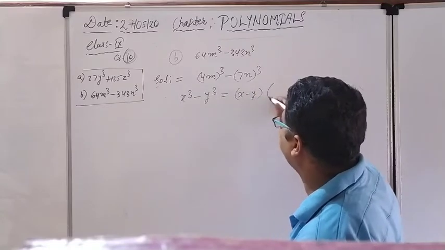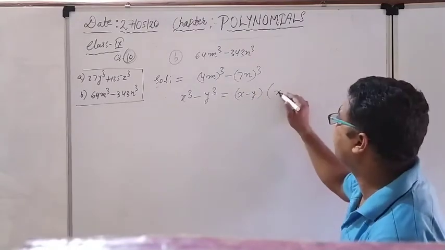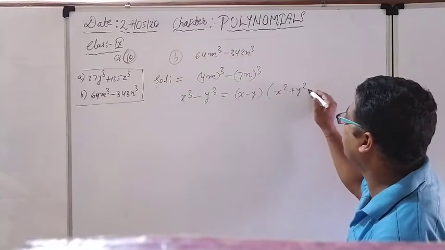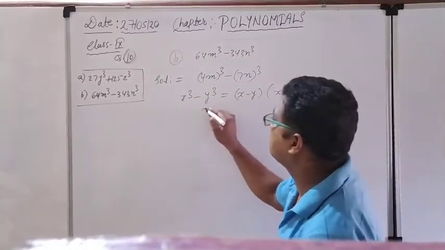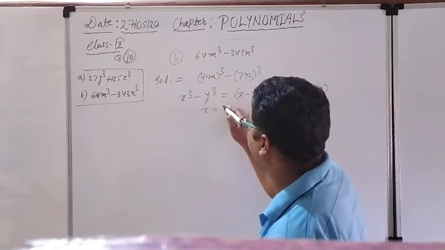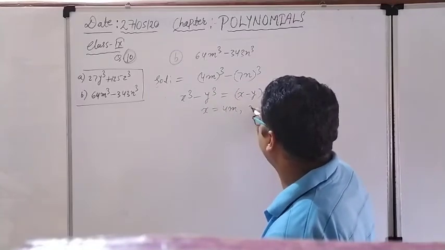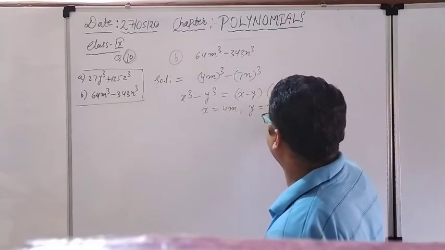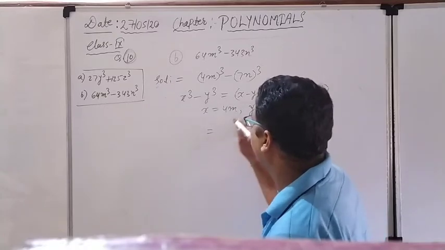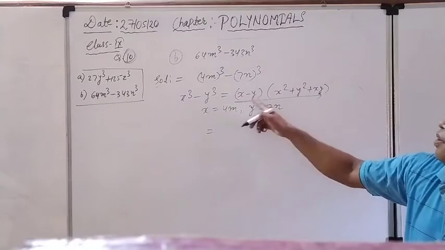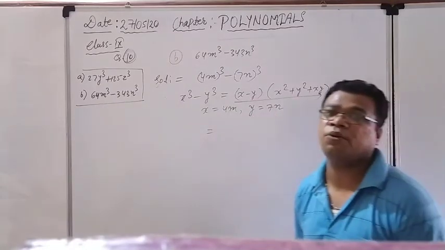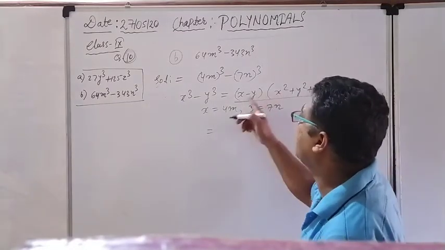x minus y inside one bracket. And what is there? x square plus y square plus xy. Plus xy, that we have to learn. Okay, what is there in place of x? In place of x, 4m is there. What is there in place of y? In place of y, 7n is there. So nothing we have to do. Whatever the expansion of x cube minus y cube, only we have to learn this, and we have to substitute the respective values of x and y.